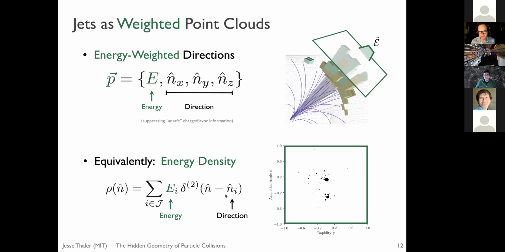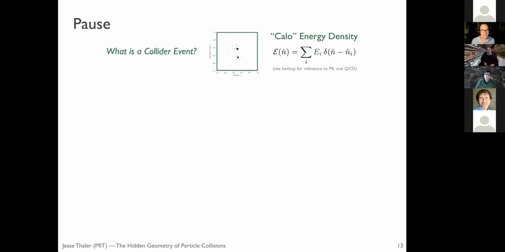And the difference between a theorist view and an experimentalist view is that an experimentalist would say you had finite calorimeter segmentation, but a theorist would say I have, in principle, infinite angular resolution on this energy density. And I want to do all my data analysis strategies on this energy density information. And this is the starting point. So the answer to the question, what is a collider event? For the purposes of this talk, it's an idealized calorimeter energy density.